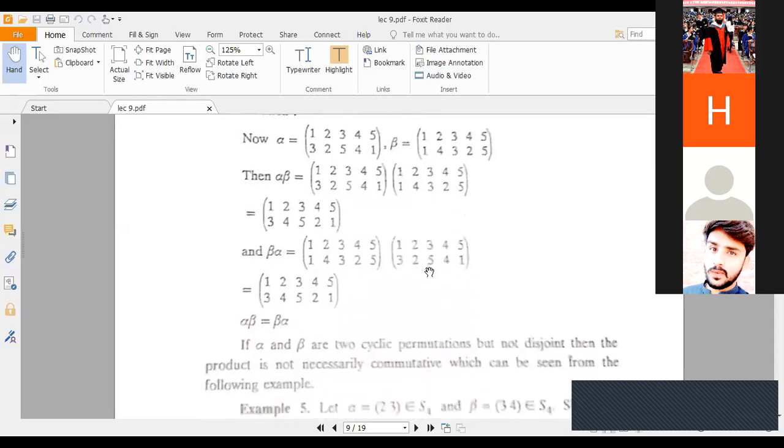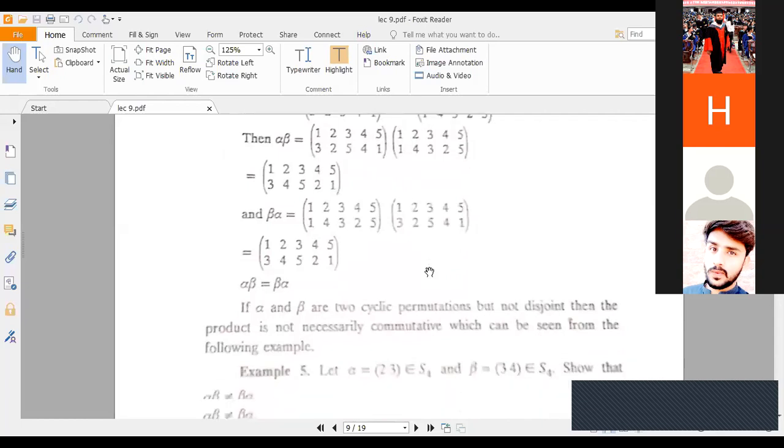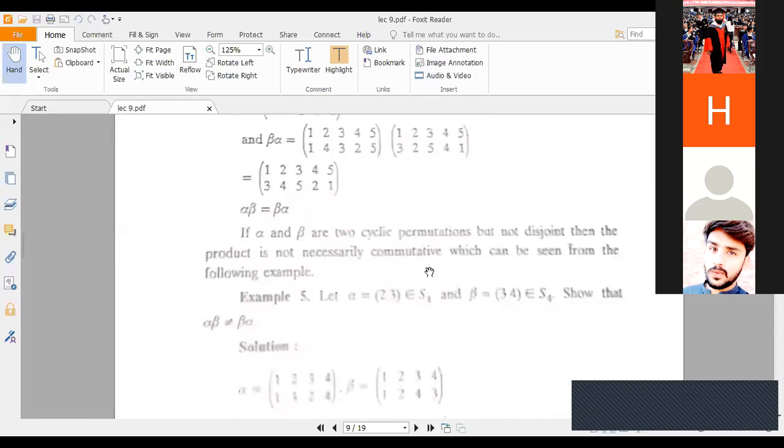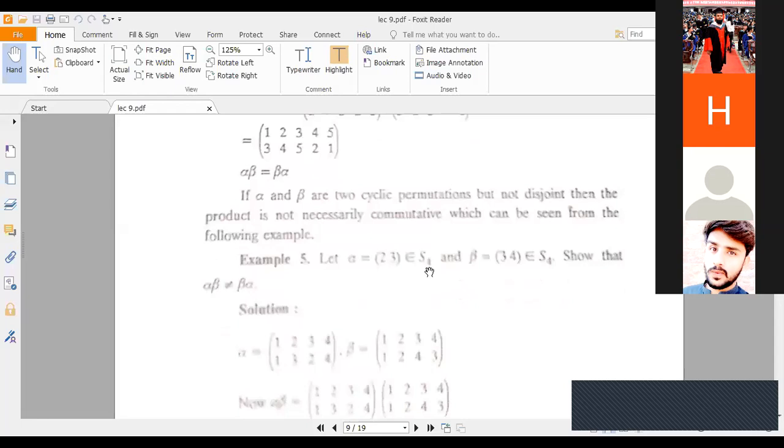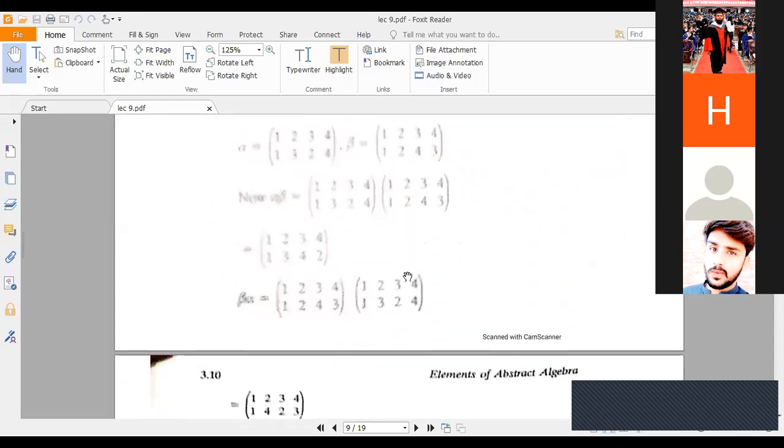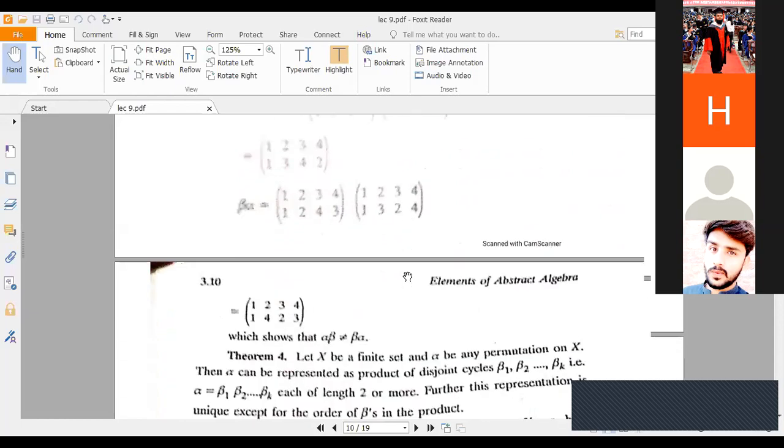If alpha and beta are two cyclic permutations but not disjoint, then the product is not necessarily commutative, which can be seen from the following example. If cycles are not disjoint, then their product is not necessarily commutative. Here is alpha, beta. See here is a 3, here is also 3. It means not disjoint. Then you find alpha beta and beta alpha. Both are not equal. It means both are not equal.